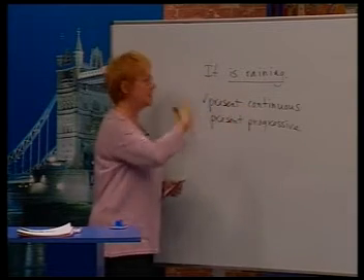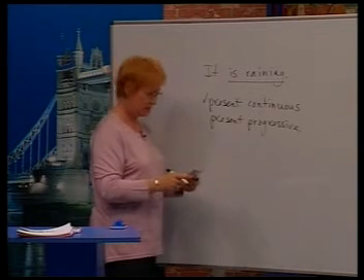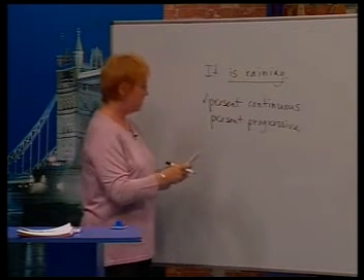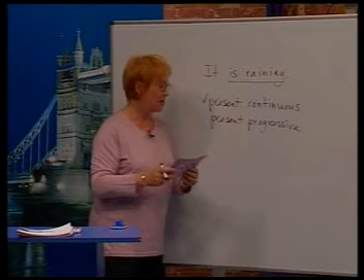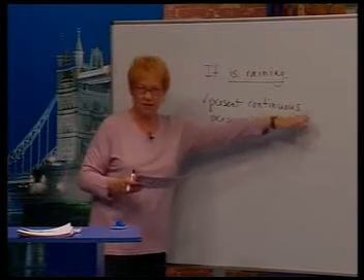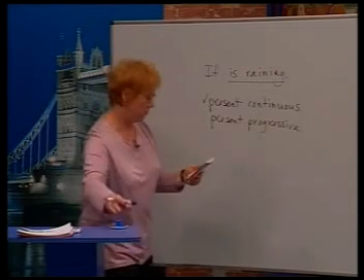Continuous means that it's raining. It's continuing. Okay? So, this, I want you to remember, it is raining. This is called present continuous or present progressive. We will call it present continuous. It is used for the present time, and it shows that the action is continuing. All right? Now, this is why it's present continuous. It continues.